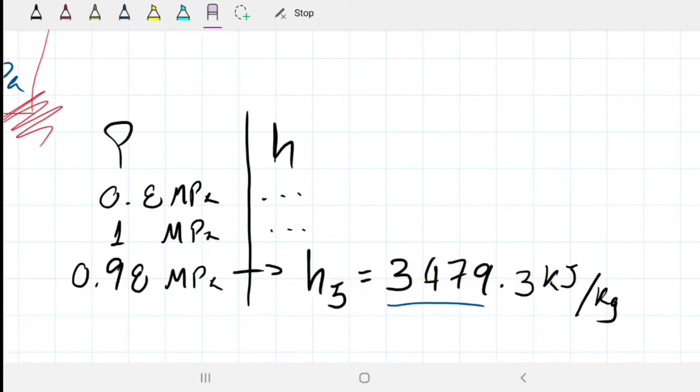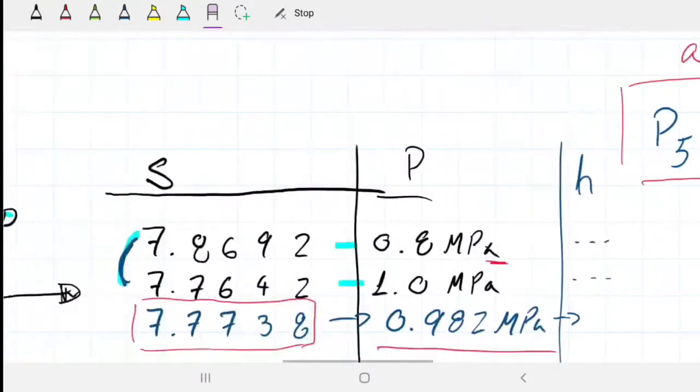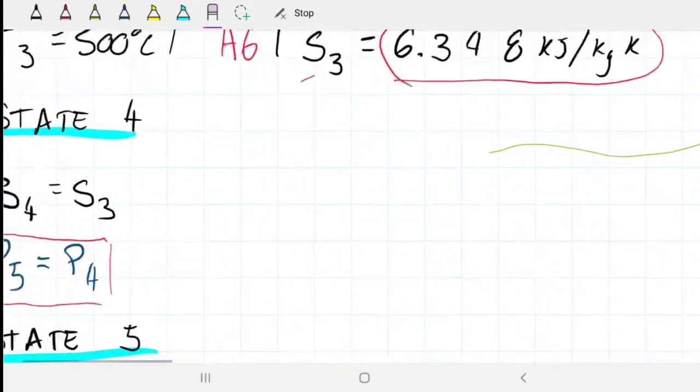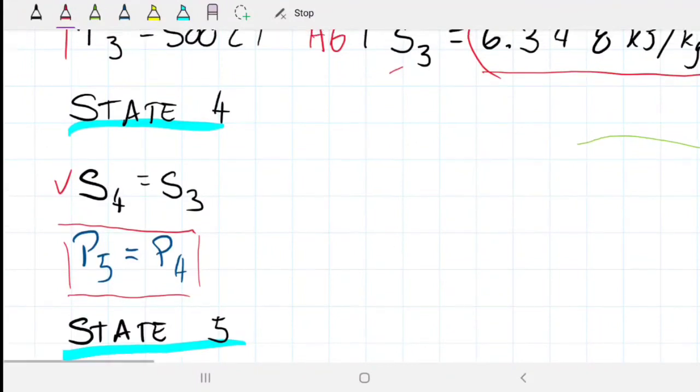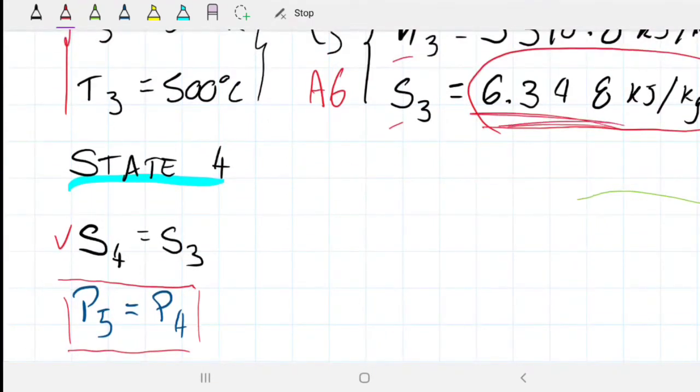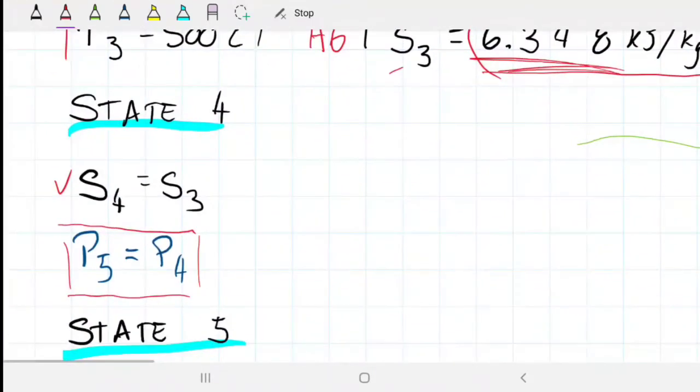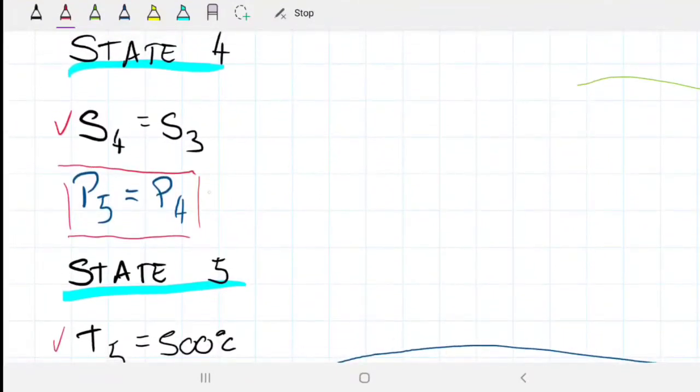Okay, so I have state 5 completely defined, and now that I just found the pressure, I can go back to state 4. Where's my state 4? So now we have two things, right? We have the entropy from state 3, that's the 6.34 over here, and we have the pressure from state 5, which is the 980 kilopascals. So now that I have two things, I have everything that I need to solve the state.